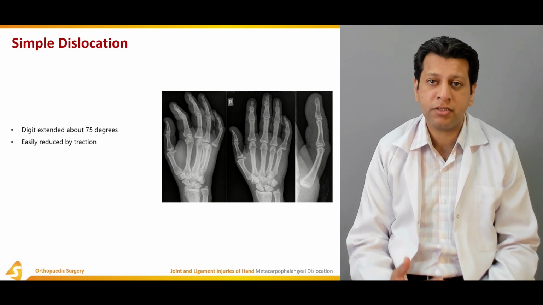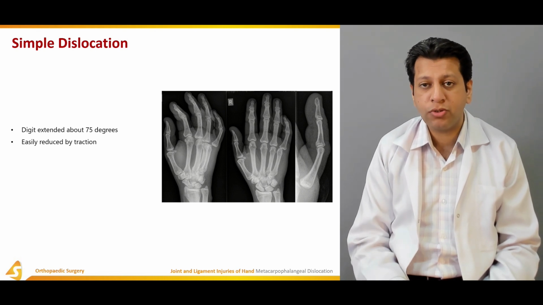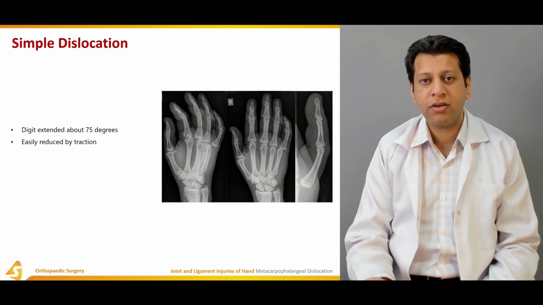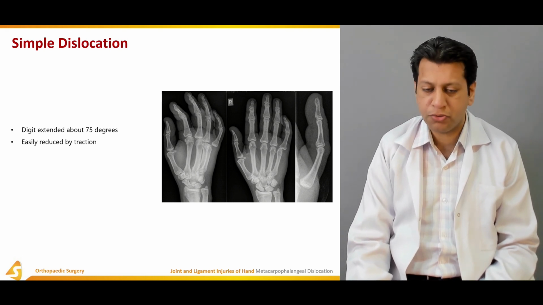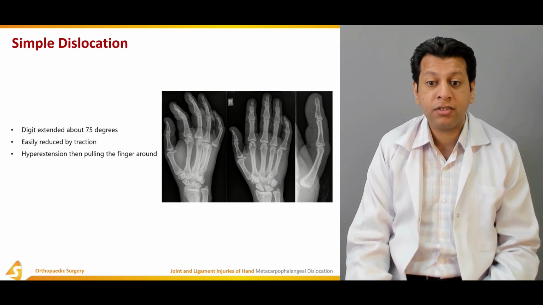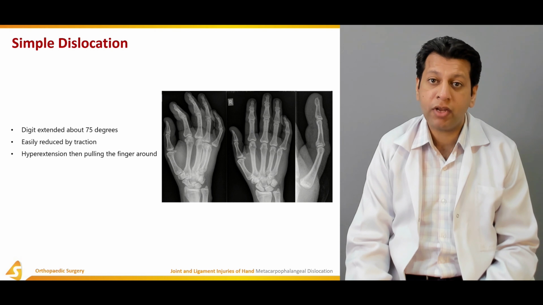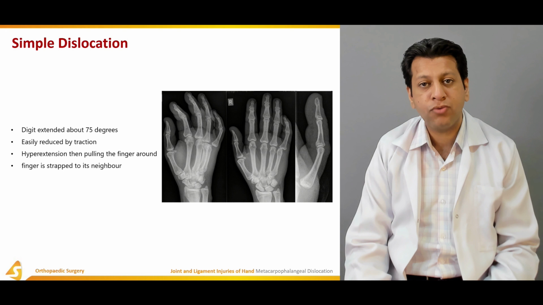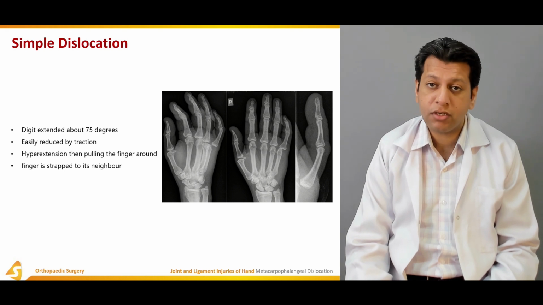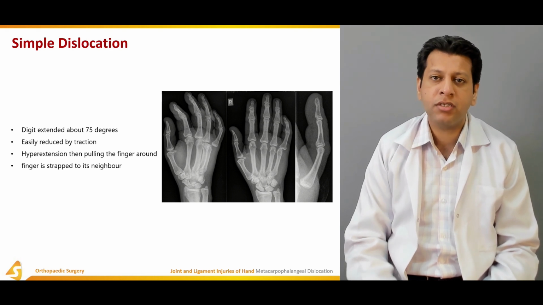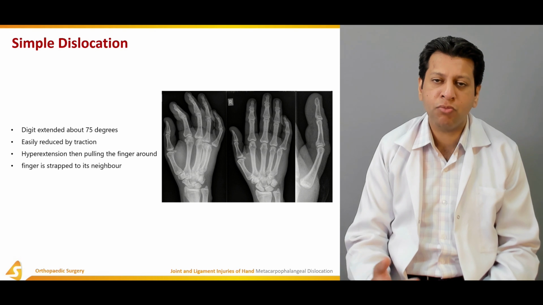Why is it hyperextended? Whenever we are doing a closed reduction, first we have to increase the deformity, and then with the traction re-locate the joint back into position. As I told you, first there's traction, then hyperextension, then pulling the finger around, leading to flexion of the finger and reduction of the joint. Once the joint is reduced, the finger is strapped to the neighboring finger, which is called buddy taping, and initially the other joints can be easily moved.